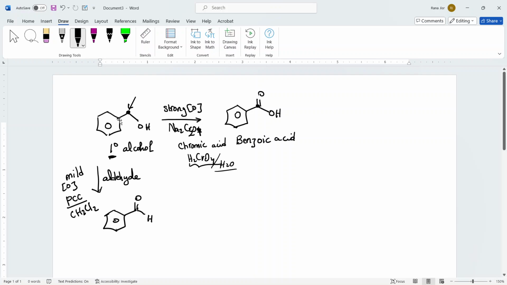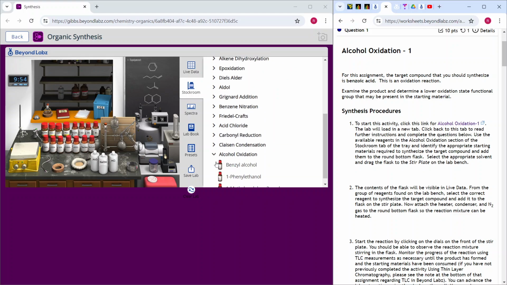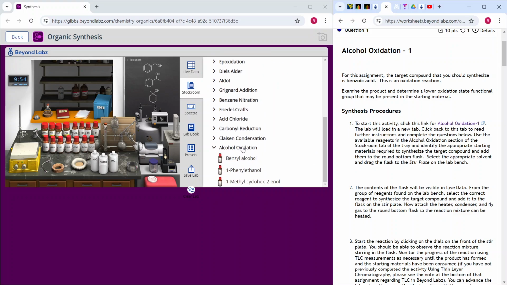Okay, so this is going to be my target. I gotta start with a primary alcohol, and the primary alcohol has to be a benzyl alcohol. This is called a benzyl alcohol. So I'm going to go into the stockroom, go into the alcohol oxidation station there, and I'm going to choose my reactants.